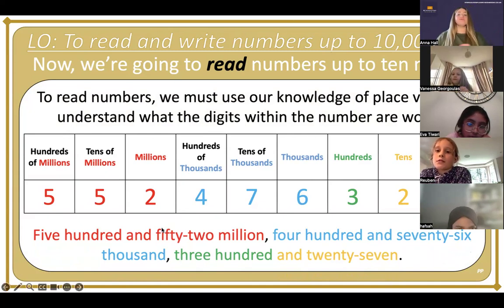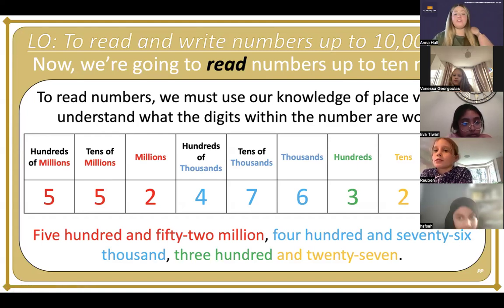Okay, so we can see that the number has 552 million. Notice that we're grouping them together according to the colours. So we've got 552,476,000. That's the next group. 327. Everybody okay so far? Feeling good? Feeling good? Yeah.